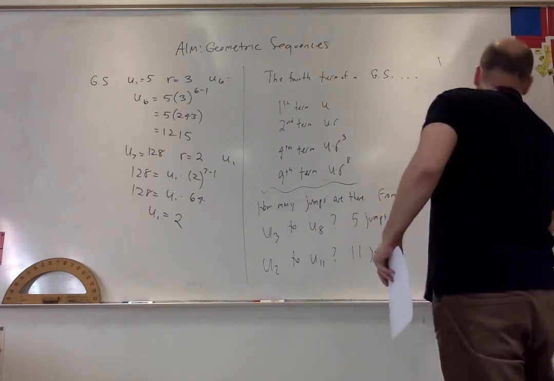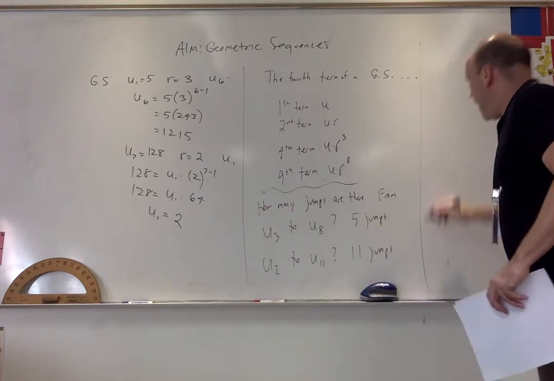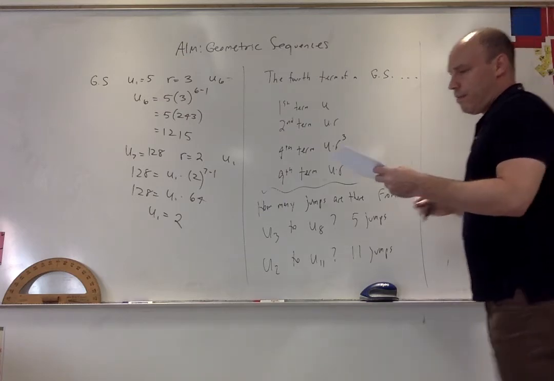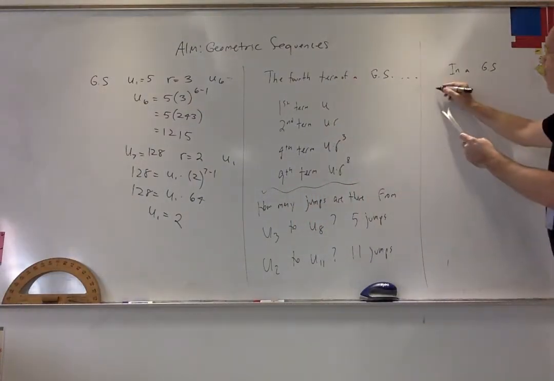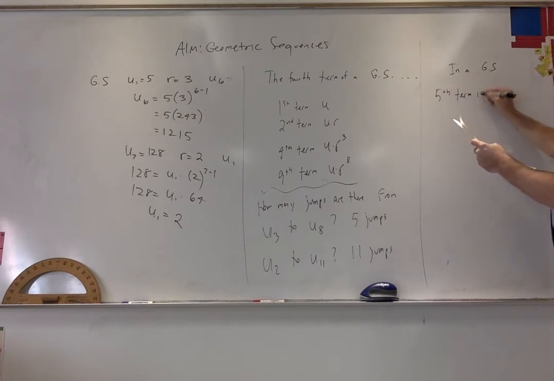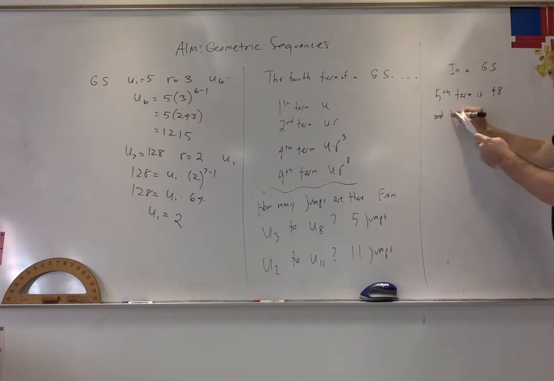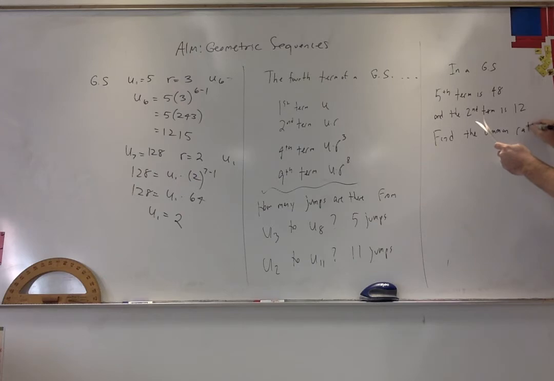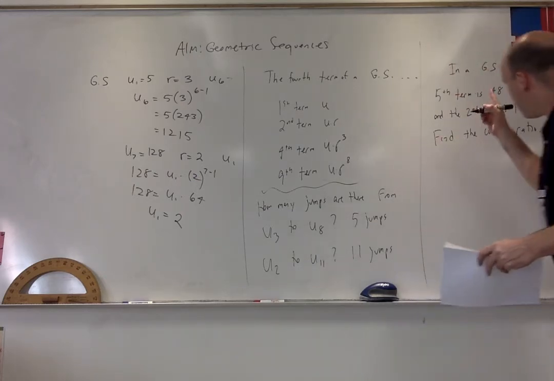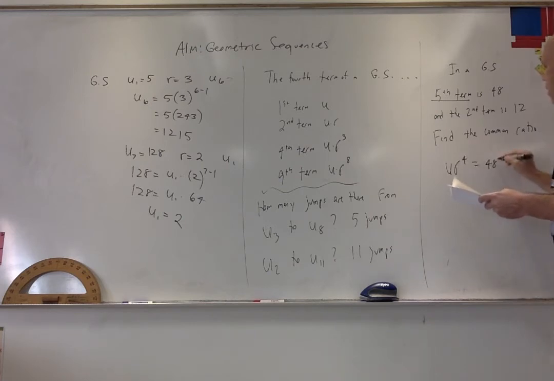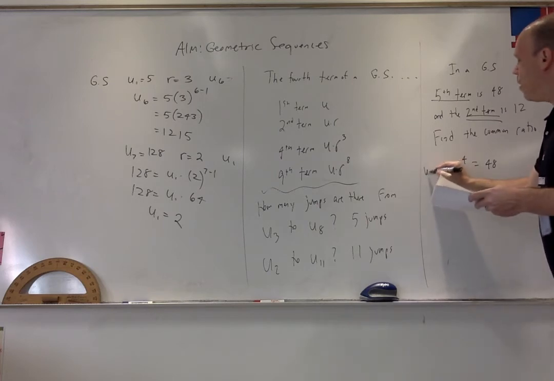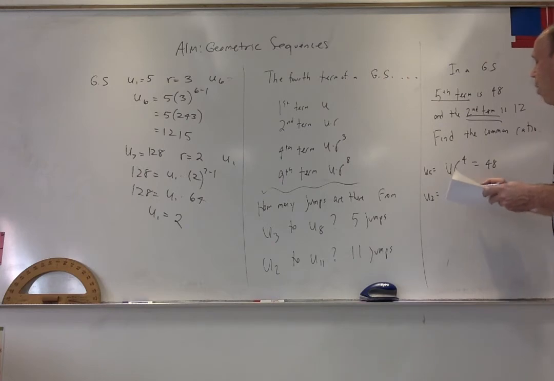So, if you're told that in a geometric sequence, hold on a second. If you're told in a geometric sequence, the fifth term is 48, and the second term is 12, find the common ratio. Okay, so when you see this kind of problem, the second you see fifth term, you go, okay, u times r to the 4 is 48. Second term, it's also u times r, which is 12.